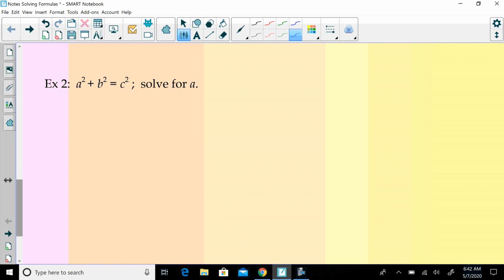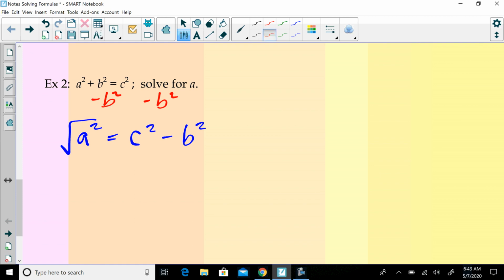We think about what's on the same side as a that we're going to have to get rid of. The very first thing we're going to have to do is subtract b squared from both sides, and we get a squared equals, and I'll just go ahead and express it as c squared minus b squared right now. And then we're going to take the square root. We're solving for a. We don't want to know what a squared is; we want to know what a is. So we're going to take the square root of both sides.